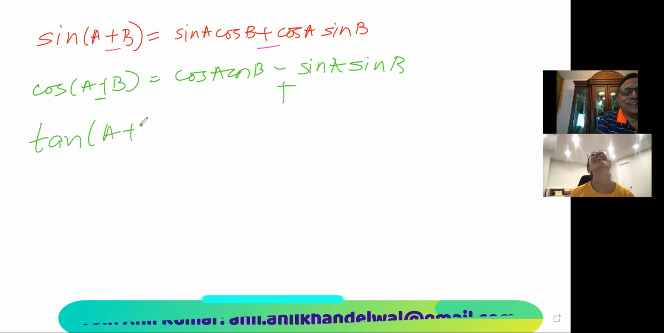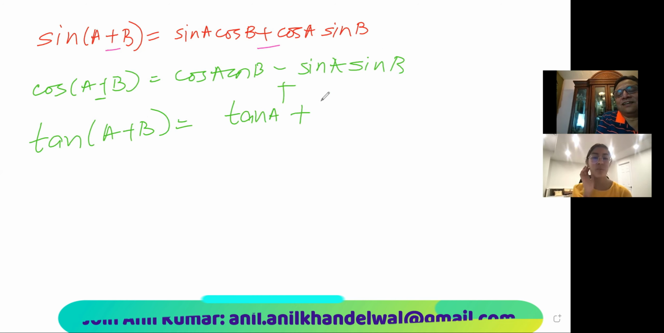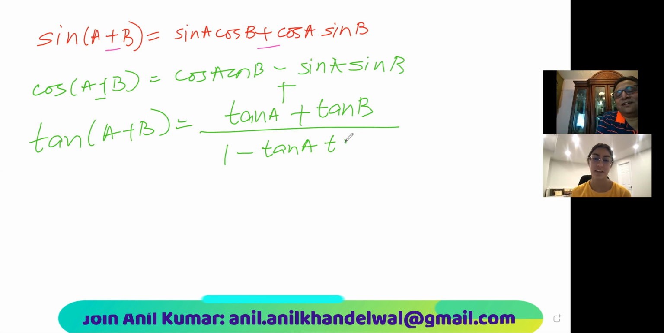Tan A plus B. I forget this one. I think it's 1 minus tan A tan B. Okay, so yeah, I didn't give you the formula initially. So tan(A plus B) is tan A plus tan B over 1 minus tan A tan B.